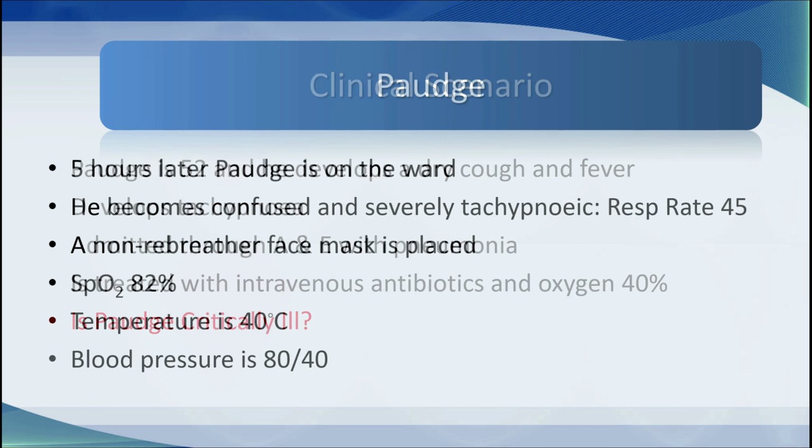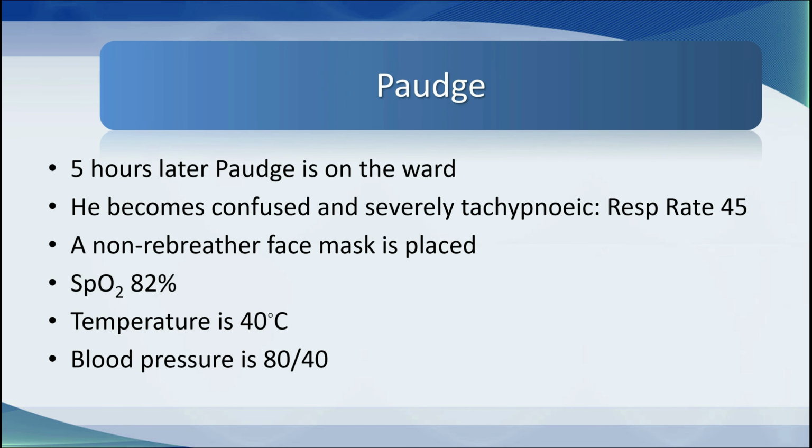However, 5 hours later on the ward, Podge deteriorates. He becomes confused and severely tachypneic with a respiratory rate of 45. A non-rebreather face mask is placed. His saturation on pulse oximetry is 82%. His temperature is 40 degrees Celsius. His blood pressure is 80/40. Is Podge critically ill now? I would argue that he is. He's requiring multiple levels of life-sustaining therapy, and he is clinically unstable.